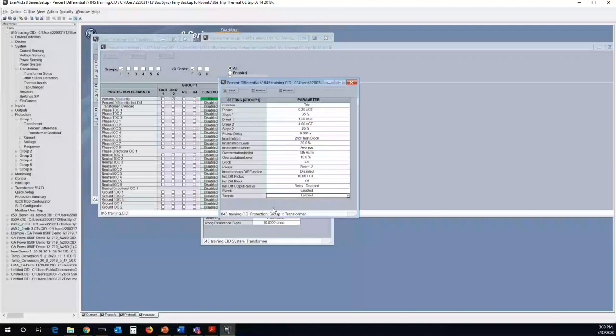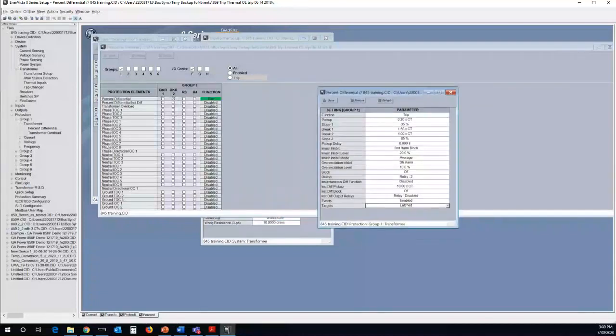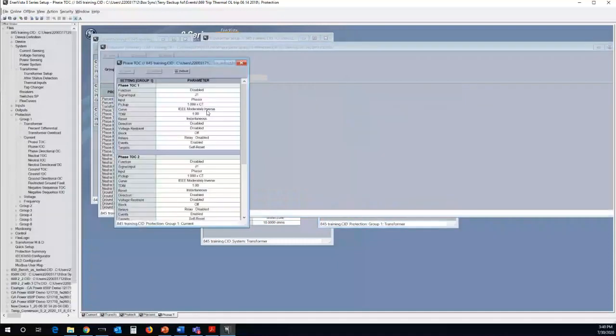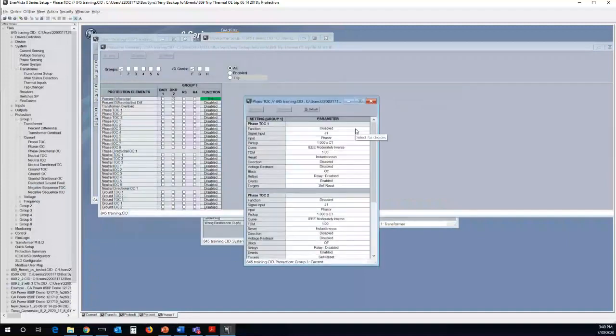So that is our settings for the percent differential. Now, also at a minimum, we probably want to have a phase time overcurrent. So let's set a phase time overcurrent as well. Let's set this first one to provide some backup protection there. So we want to set that one to trip. We get to choose an input signal.